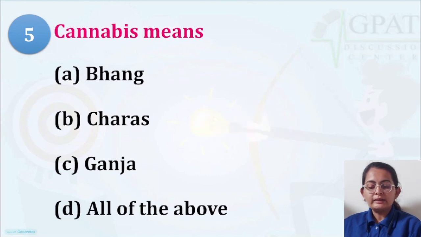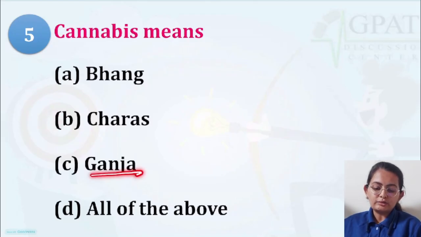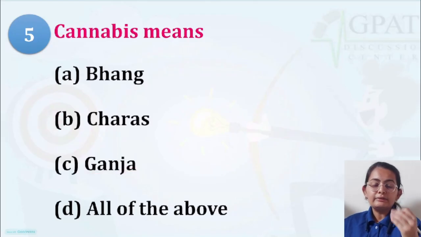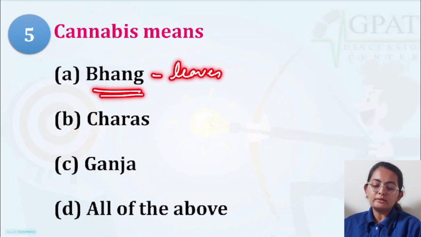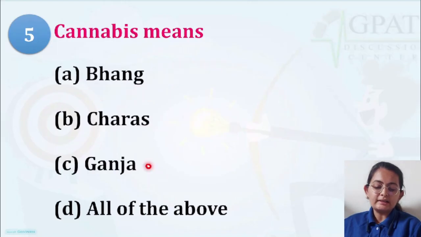Further, cannabis also includes bhang, charas and ganja, because these are different parts of the cannabis plant denoted by these terms. Bhang is the leaves portion. The leaves are known as bhang. Charas is the resin extract. Resin extract is called charas, and ganja is the tops, the flowering and fruiting tops.